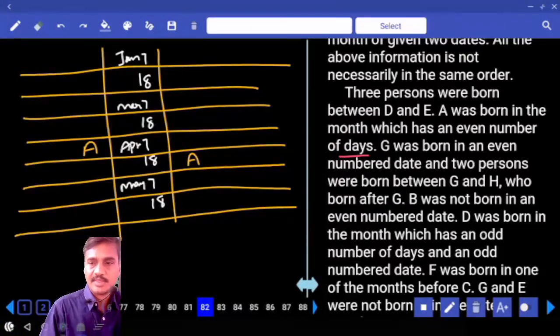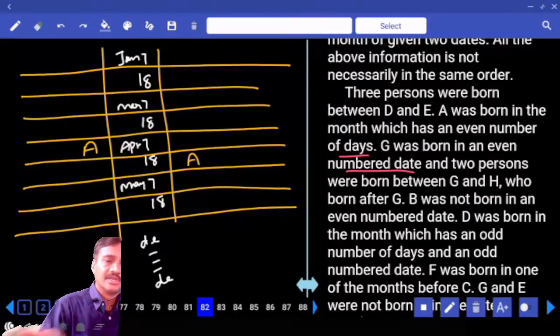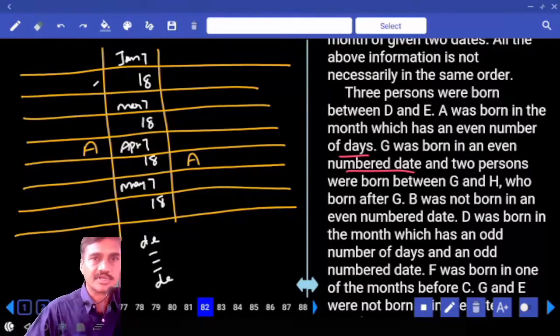And next one, there are 3 persons in between D and E. In between D and E, there must be exactly 3 persons. And G was born on an even number date, and 2 persons between G and H. Now 2 persons between G and H, and we cannot have G at this place. If G is here, then H and A must be in the same place, which is not possible in this case.